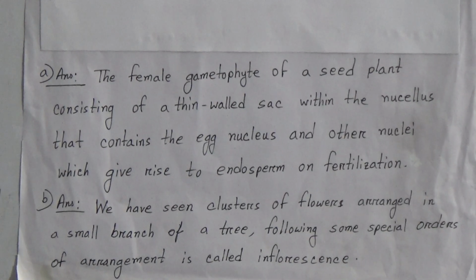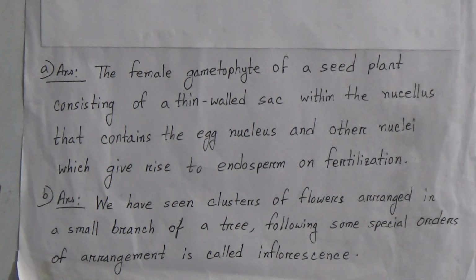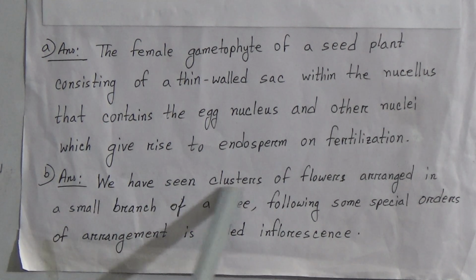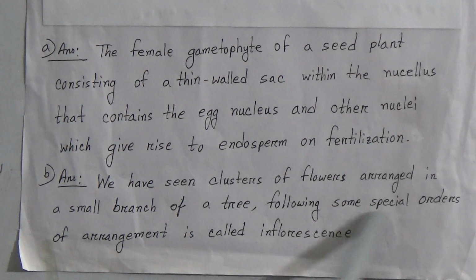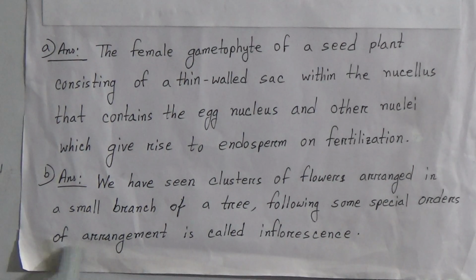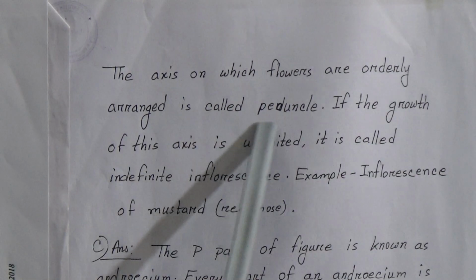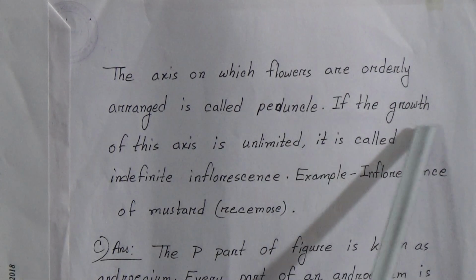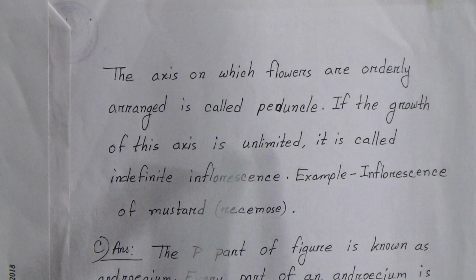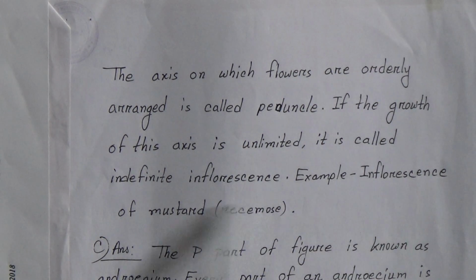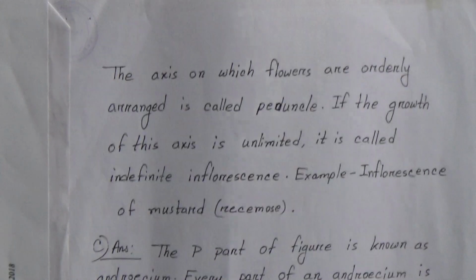This is the embryo sac. And B, what is indefinite inflorescence? The answer is: we have seen clusters of flowers arranged on a small branch of a tree following some spatial order of arrangement, which is called inflorescence. The axis on which flowers are orderly arranged is called the peduncle. If the growth of this axis is unlimited, it is called indefinite inflorescence. Example: inflorescence of mustard, racemose inflorescence.